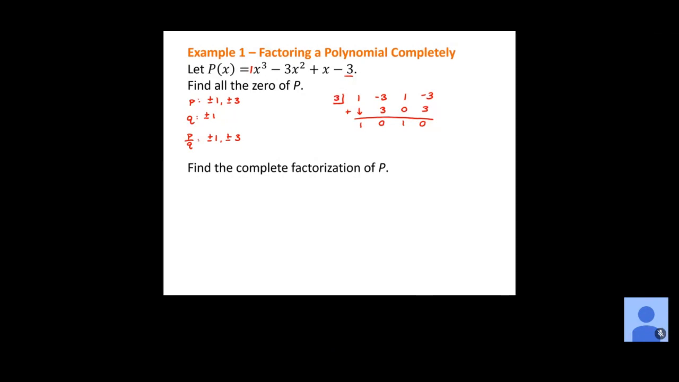So what does that tell us then? Okay, good. 3 is one of our zeros now, right? So if we were looking for the zeros of this polynomial, 3 is one of those zeros. All right, now, what can we do at that point?